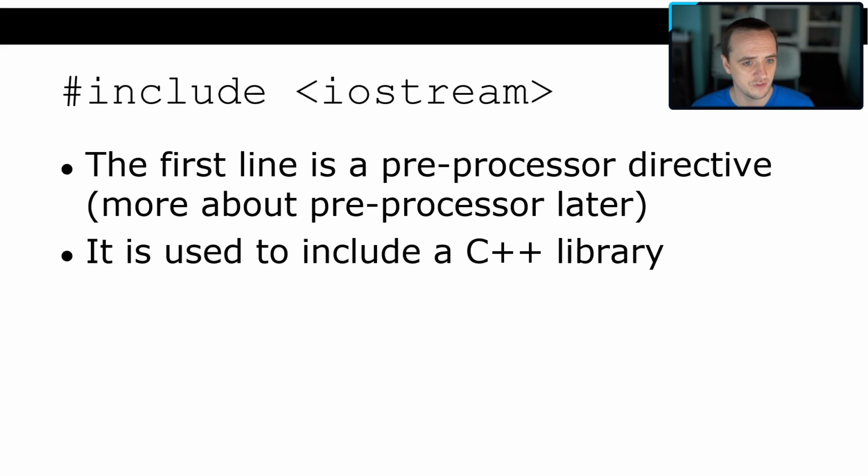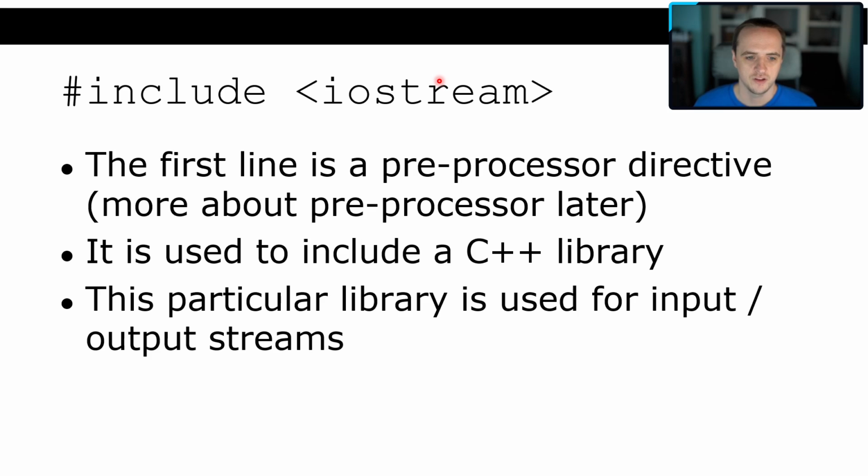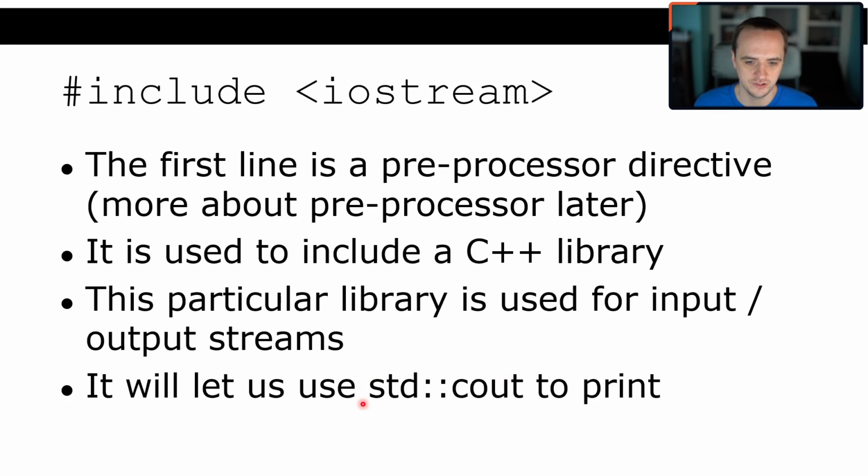Okay, so if you've used Java, is it include or import? I can never remember. But in Java, if you want to use a vector, you've got to include the vector, right? So if you want to use IO streams, which are how we get input from the user from the console and print things to the console, then you have to include iostream, which is the library that lets us do that. This particular library, iostream, is input-output stream, and it allows us to use std::cout to print things to the console.